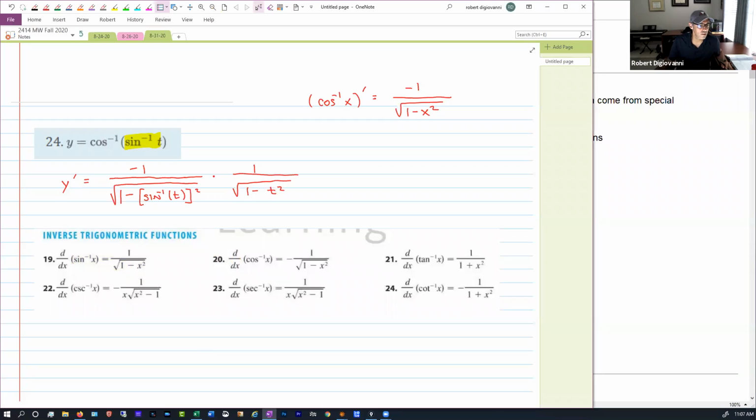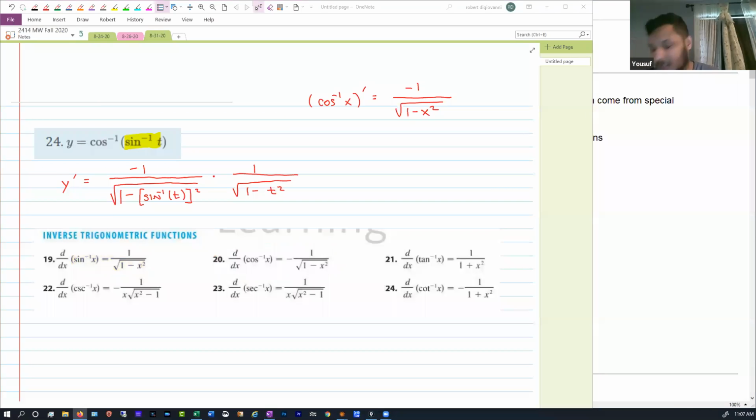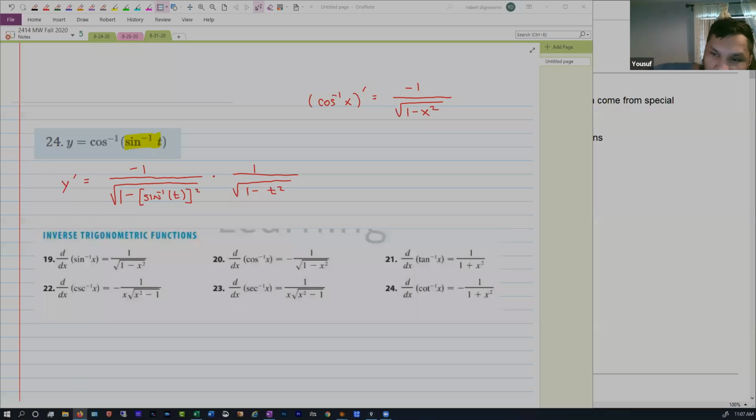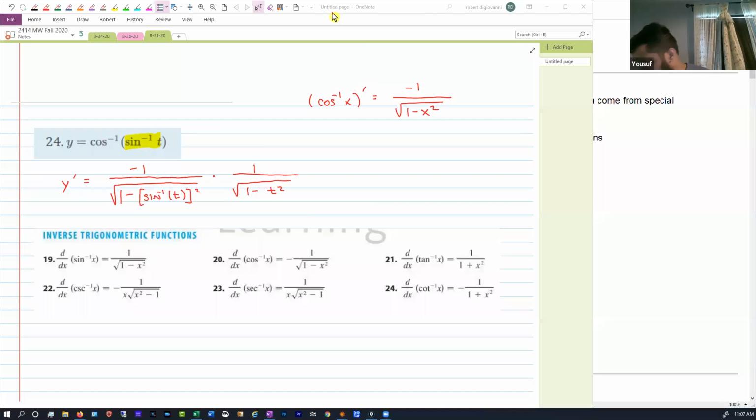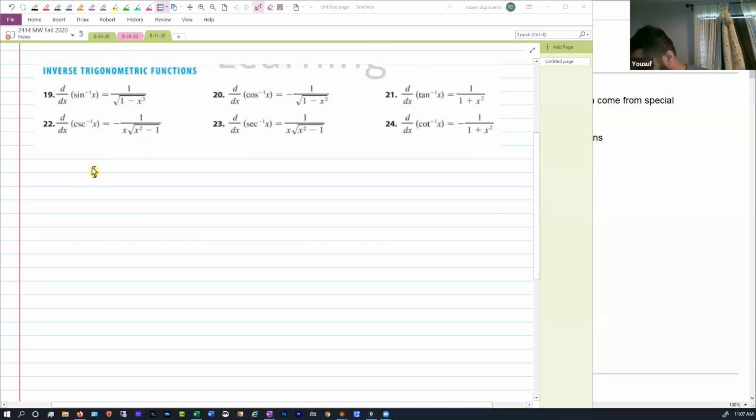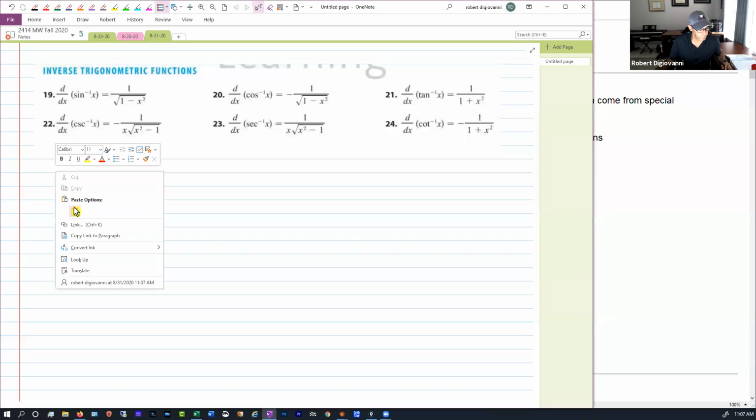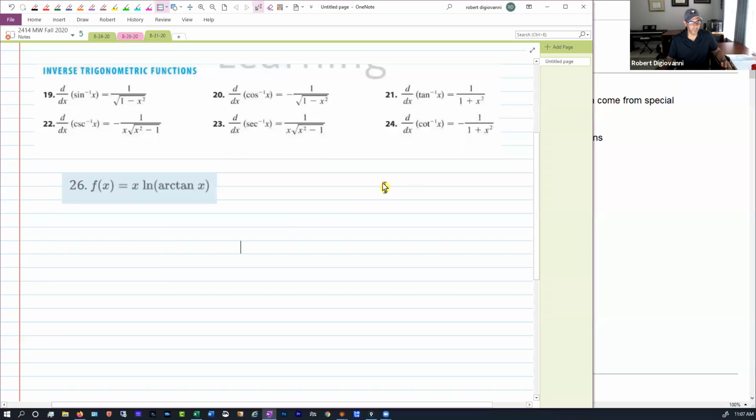Okay, you want me to look at 6 also? 6, yeah. I couldn't get that one. The ln was really messing with me. Okay. Let me just copy it real quick. And I'll leave my formulas up there. There we go. So same thing here.